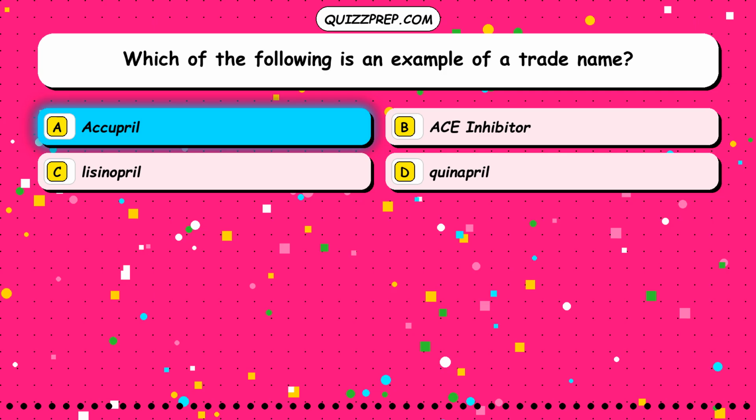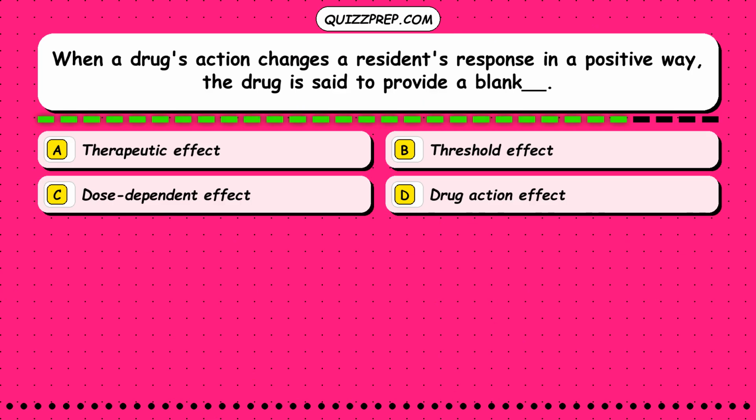The correct answer is option A, Accupril. Question 64. When a drug's action changes a resident's response in a positive way, the drug is said to provide a blank blank. Option A, therapeutic effect. Option B, threshold effect. Option C, dose-dependent effect. Option D, drug action effect.